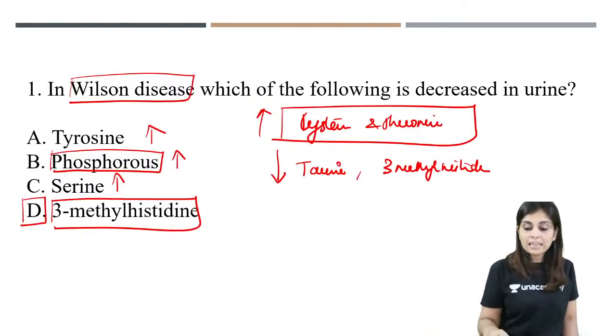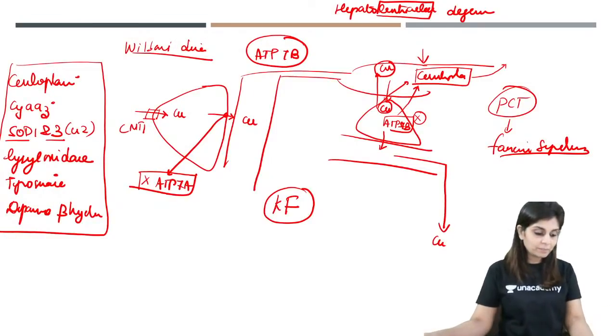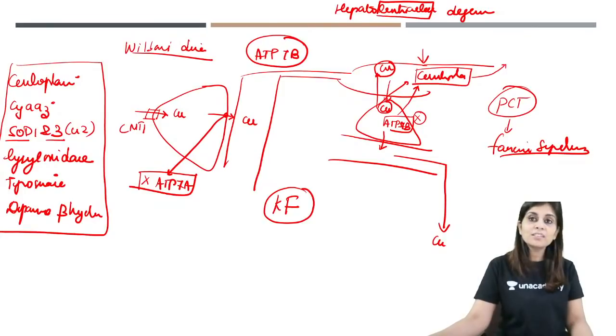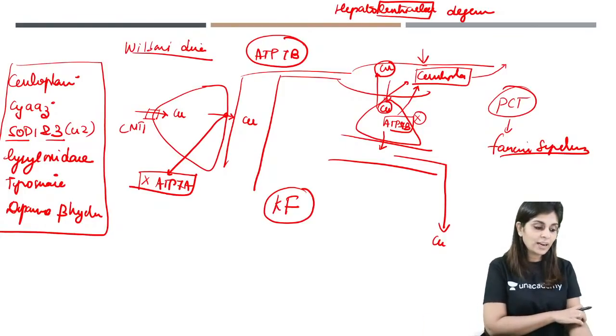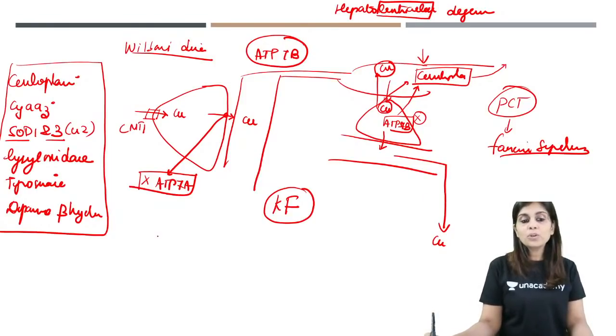Okay, and what are the other questions that might be asked to you? They might ask you which defect causes Wilson's disease. As I told you, ATP7B mutation causes Wilson's disease. That you have to know. And then apart from this, they might ask you what are the diagnostic criteria? How do you make a diagnosis of Wilson's disease?